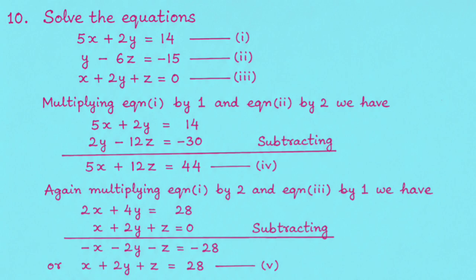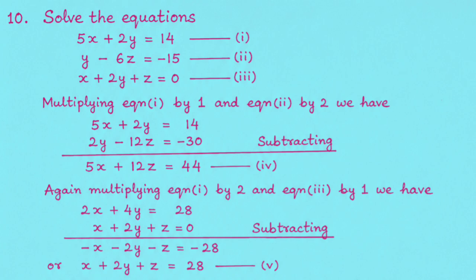Multiplying equation 1 by 1 and equation 2 by 2, we have 5x plus 2y is equal to 14 and 2y minus 12z is equal to minus 13. Subtracting, we have 5x plus 12z is equal to 44.